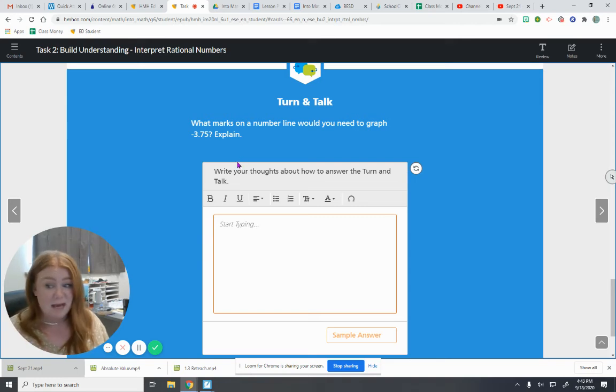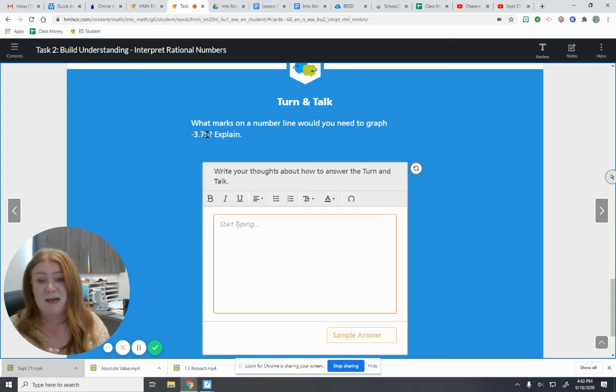So you could mark every hundredth, and between 0 and 1 on both sides of the number line you would have 100 places, and then 100 more places between 1 and 2, and 100 more places between 2 and 3. That's a lot of marks.